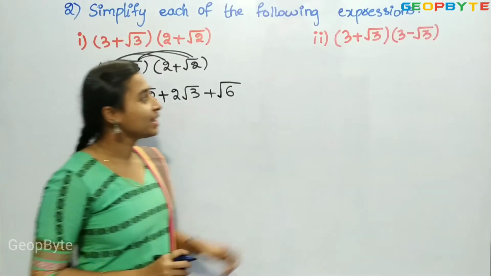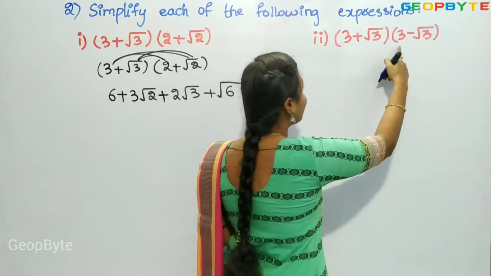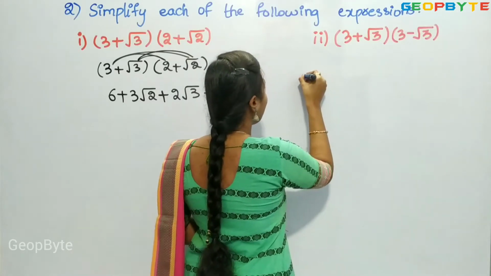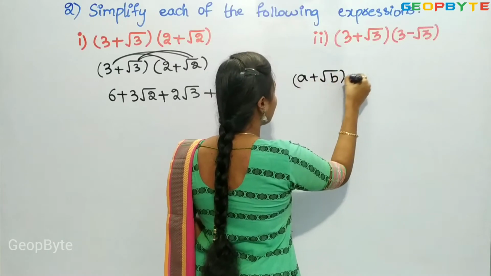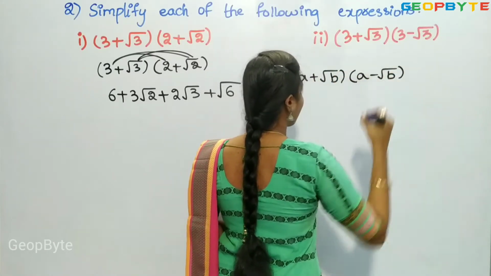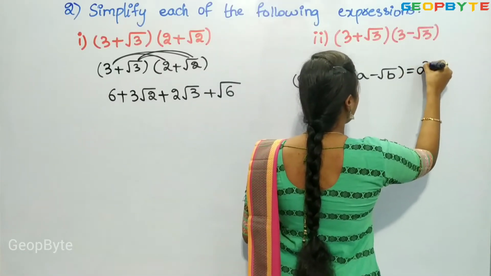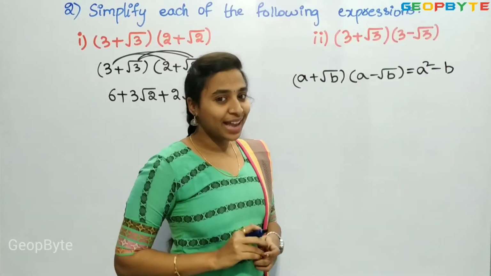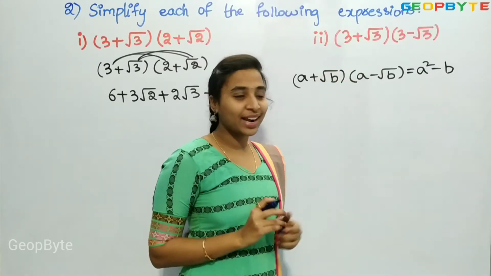Now let us see the second question: (3 plus root 3) into (3 minus root 3). It is in the form of the identity (a plus root b) into (a minus root b). Now the answer for this is a square minus b. We have seen this identity. So the question is in the form of this identity.